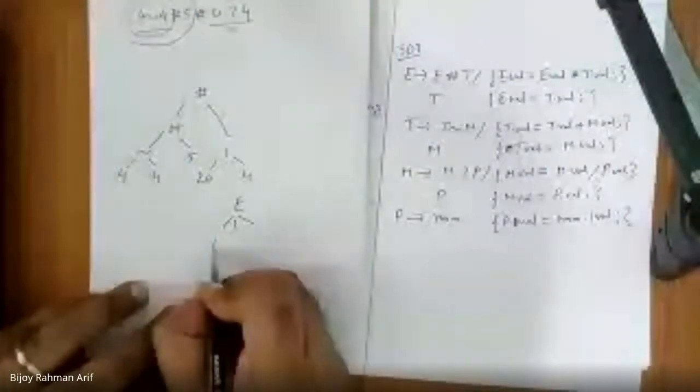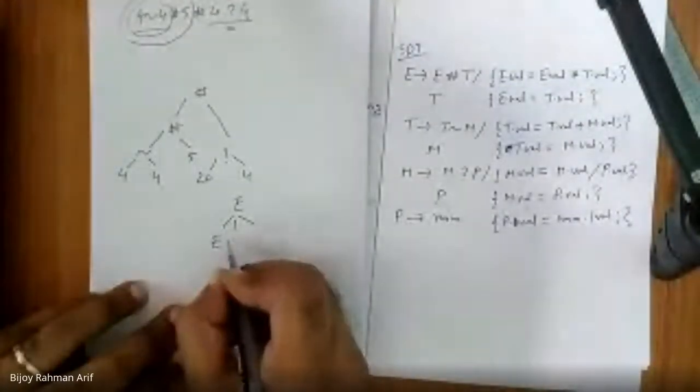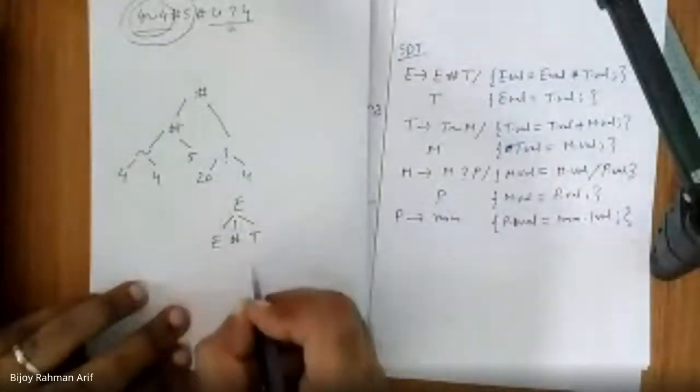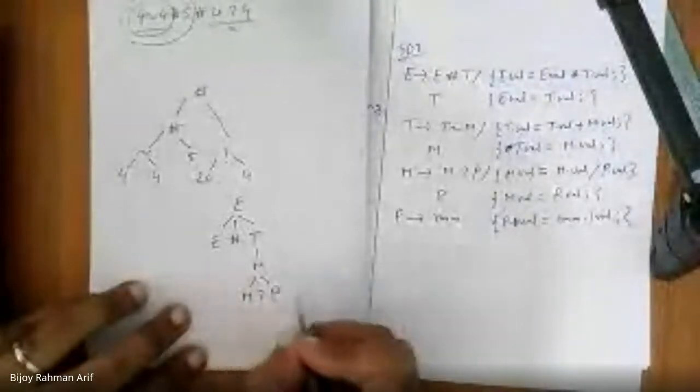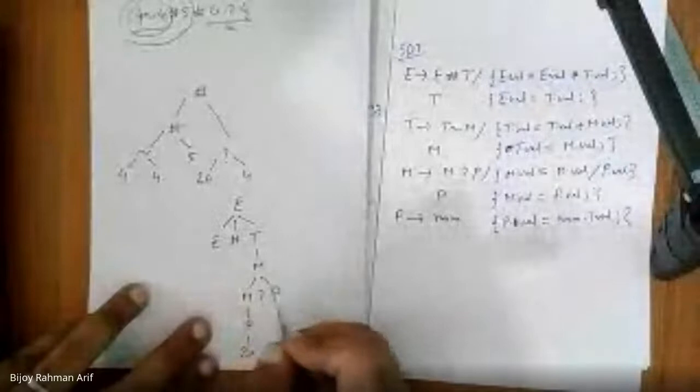E derives E hash T. This T would derive M. M would derive M question mark T. Good. Then this one becomes P. This one becomes num, which is nothing but 20. This one becomes num, which is nothing but 4.